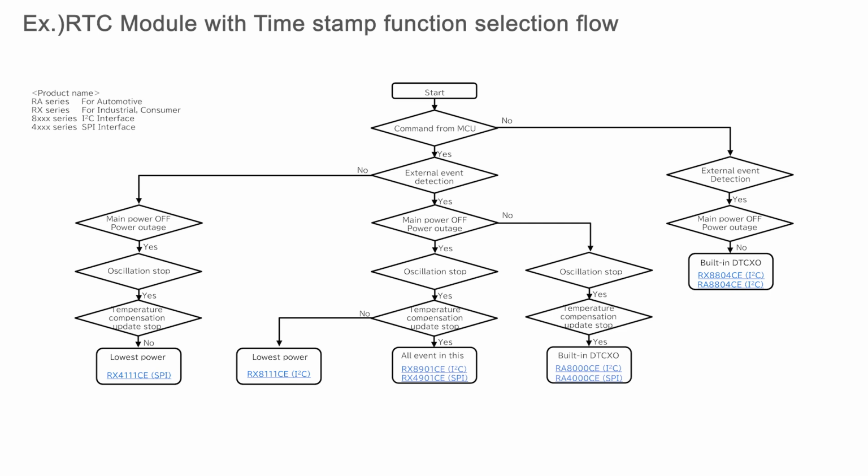The first R in the product name stands for RTC module, and if the next character is X, it is for consumer and industrial use, and if it is A, it is for automotive use. Also, if the next number is in the 8000s, the interface is I2C, and if it is in the 4000s, it is SPI.